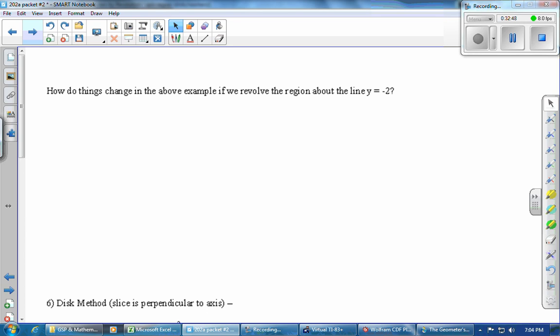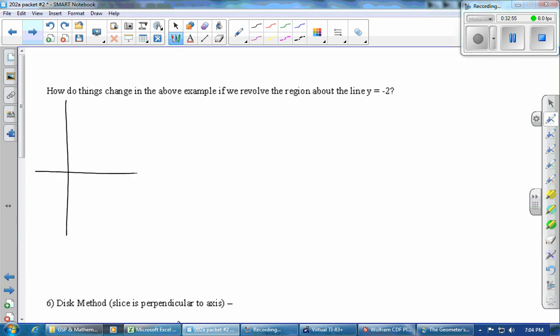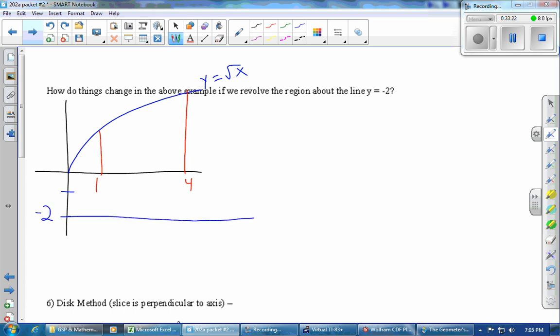Next page, how do things change in the above example if we revolve the region about the line y equals -2? So again, draw another good picture. You can pause the video here if you want to. We're just drawing exactly the same thing as we did before. So it's the same region, but now we're going to spin around a different line, about the line y equals -2. So I'm going to put y equals -2. That is a horizontal line. It's down here, and I'm going to draw it in right there.